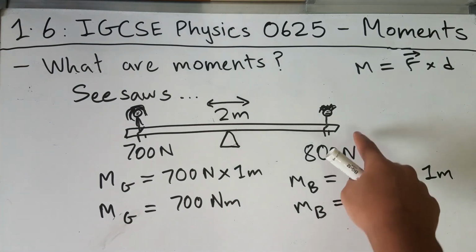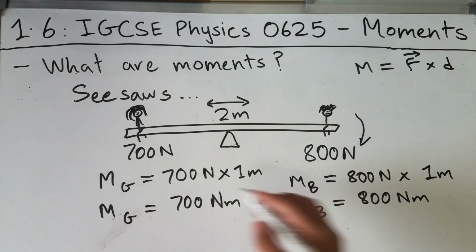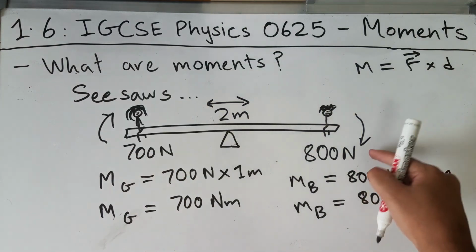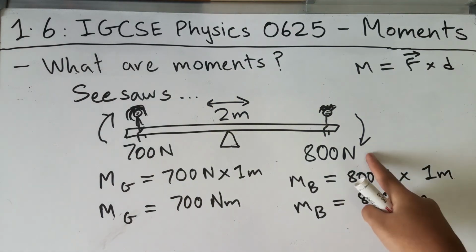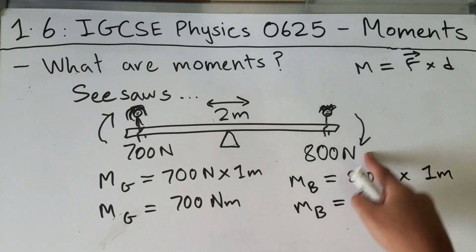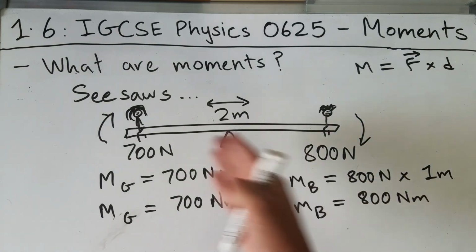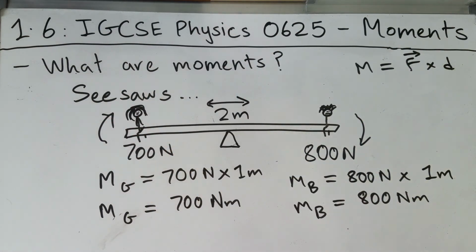Now since the moment on this side is in the clockwise direction, and on this one it's counterclockwise, and this person has a greater turning moment, then we can say that this person will push the seesaw down, and this seesaw will push upwards by 100 newton meters, which is going to be the net effect of this turning force.